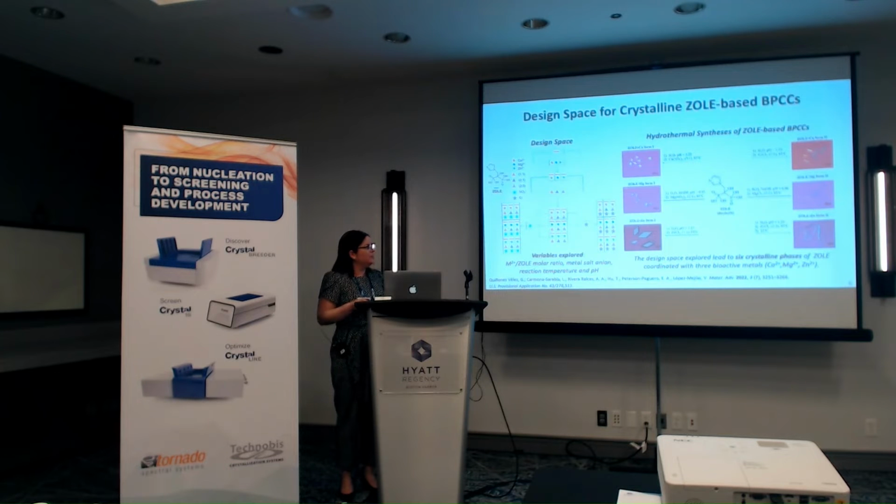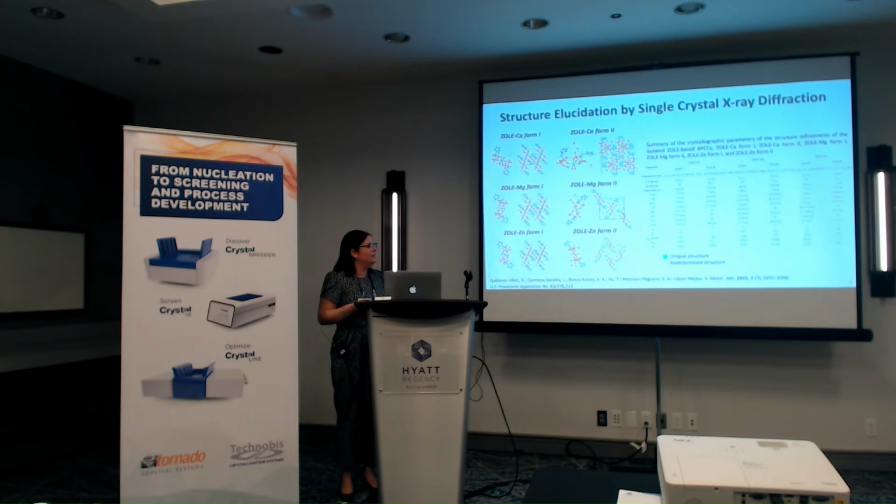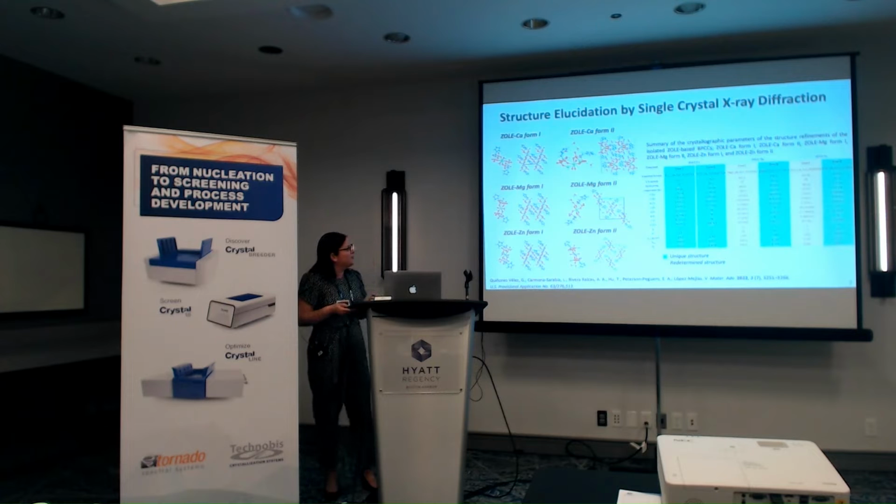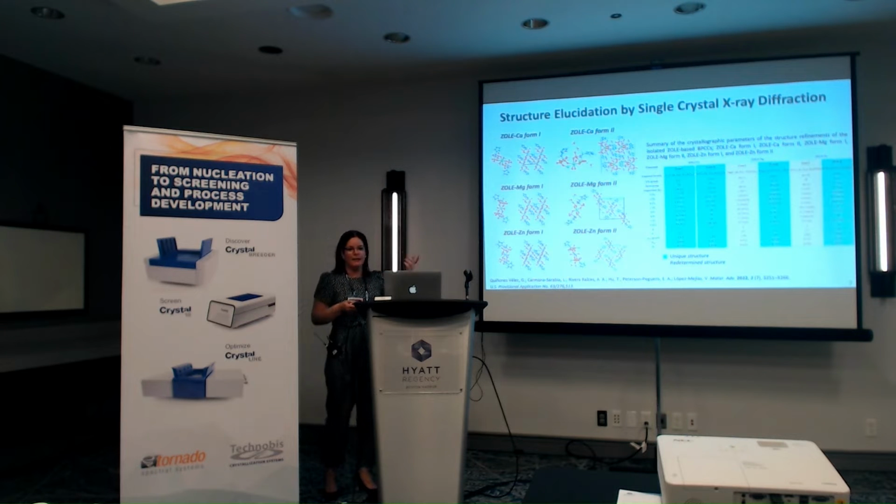So once we had the crystals, obviously being from a crystallography background, I solved the crystal structure of these materials. It was not difficult because the crystals were very good quality. And these are the unique structures versus the structures that were redetermined from the literature. From this material, we decided, for several reasons, to go ahead with zoledronate calcium Form 2 for the different other crystallization experiments that I'm going to talk about.